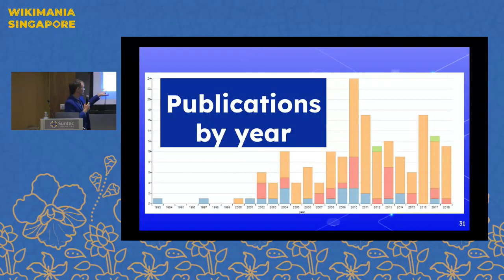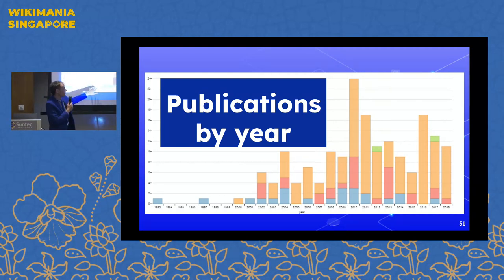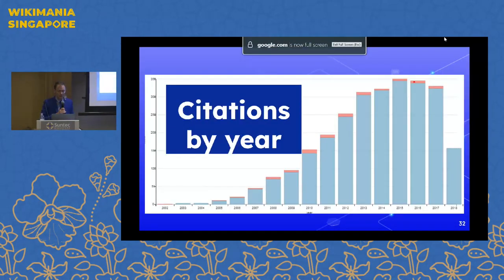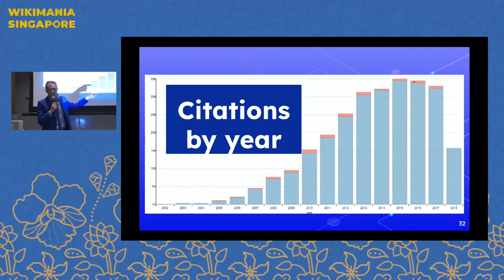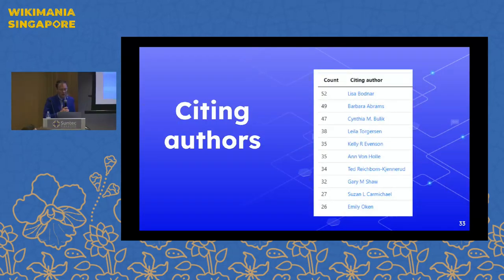Publications by year, you can see this is a timeline. In these years, this particular topic wasn't being researched, and then the topic suddenly becomes popular. So you can see the history of research for a given topic. Citations by year, so when did a topic suddenly become very, very well cited and discussed by other people? So it's another perspective of the popularity of research topics by years.